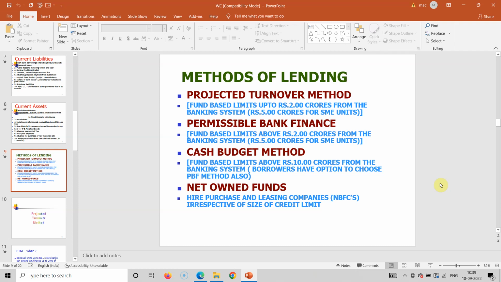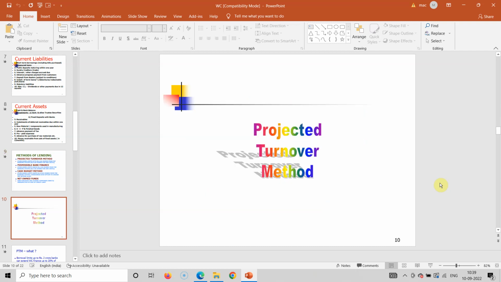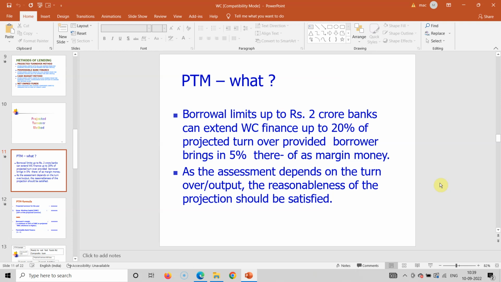So these are some of the methods of lending. Now first we'll discuss the projected turnover method. What is the projected turnover method? For borrower limits up to 2 crores, banks can extend working capital finance up to 20% of the projected turnover, provided the borrower brings in 5% as margin, as capital.